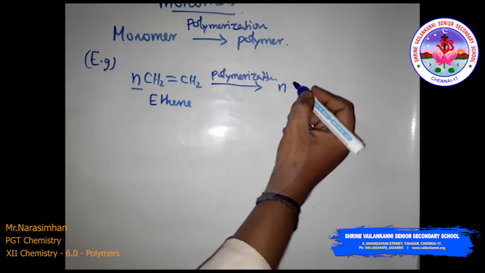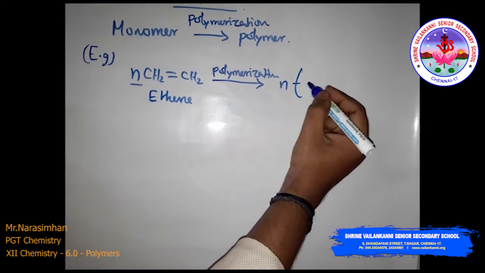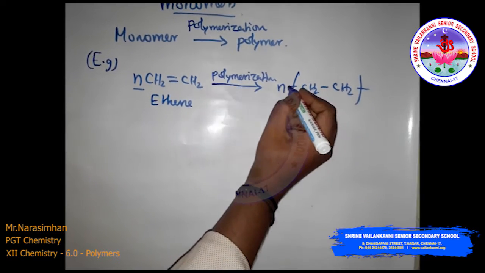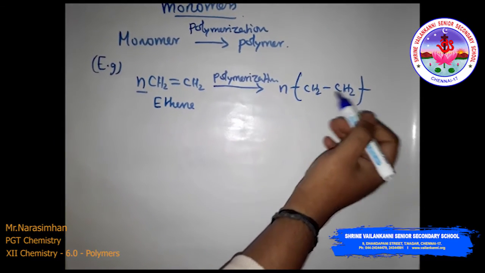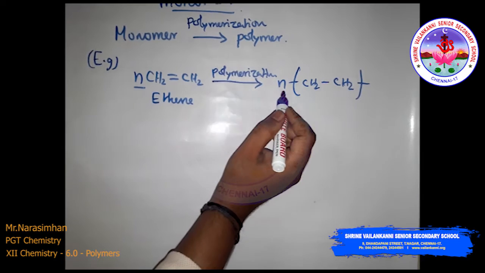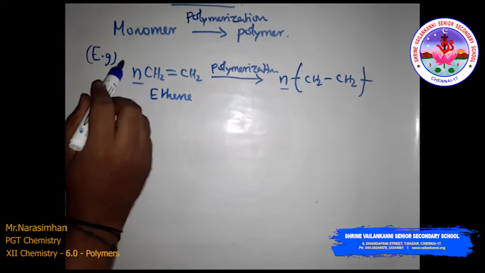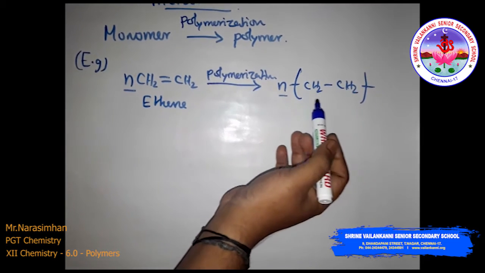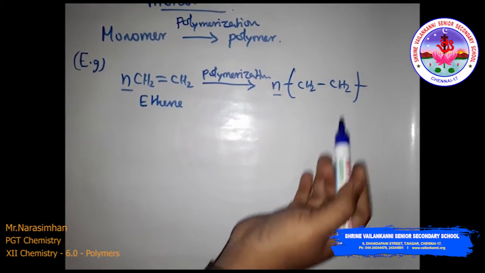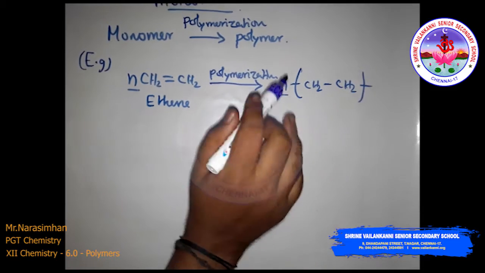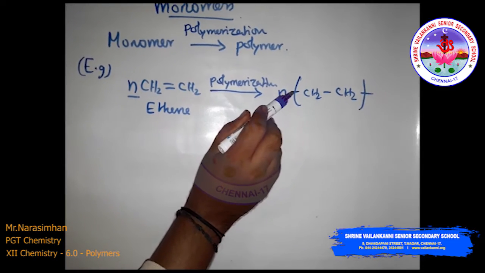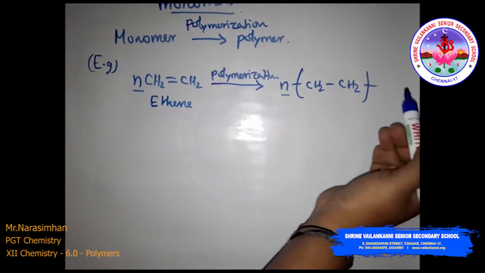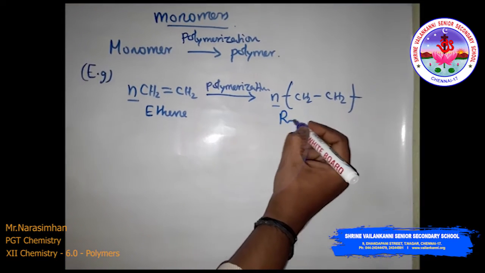It gets a repeating unit. See, the double bond converts to single bond. So this indicates the number of CH2 groups joined together. Here n indicates, suppose 100, then 100 repeating units. We can't write 100 or 200 units in our class notebook, so we simply put it like this. This indicates the change that is going on. Then this is the repeating unit.